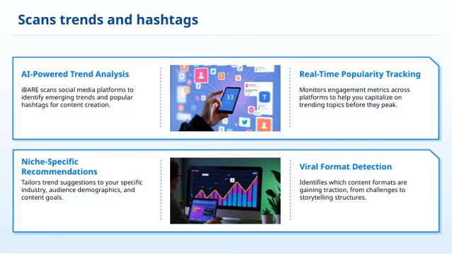Next, it offers real-time popularity tracking, meaning it monitors engagement metrics across different platforms. This way, you can jump on trending topics before they hit their peak and start to fade. Additionally, the system provides niche-specific recommendations. It tailors trend suggestions based on your industry, your audience demographics, and your specific content goals. So you're not just chasing trends blindly, they're aligned with what works best for you.